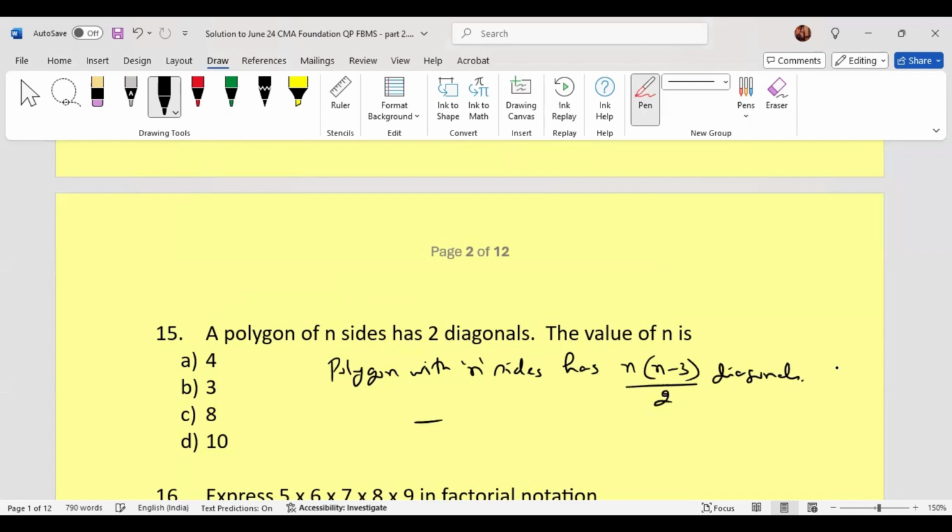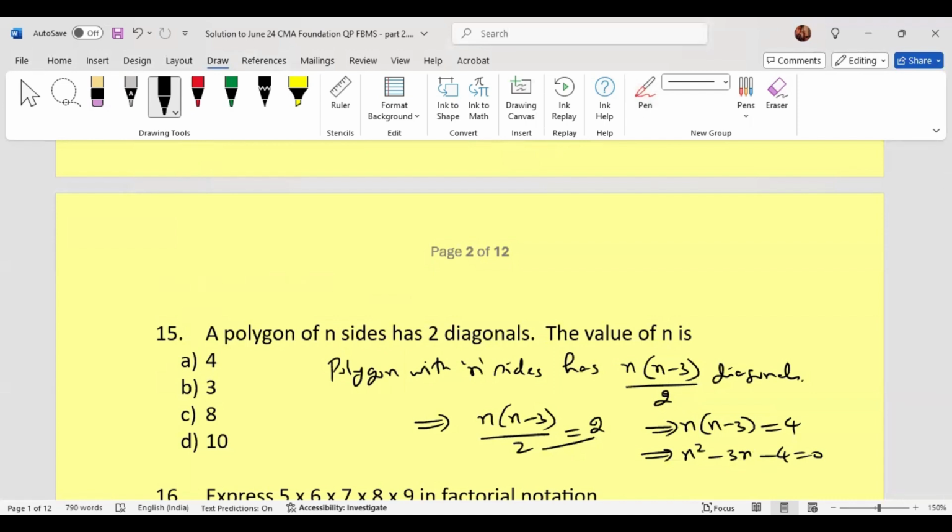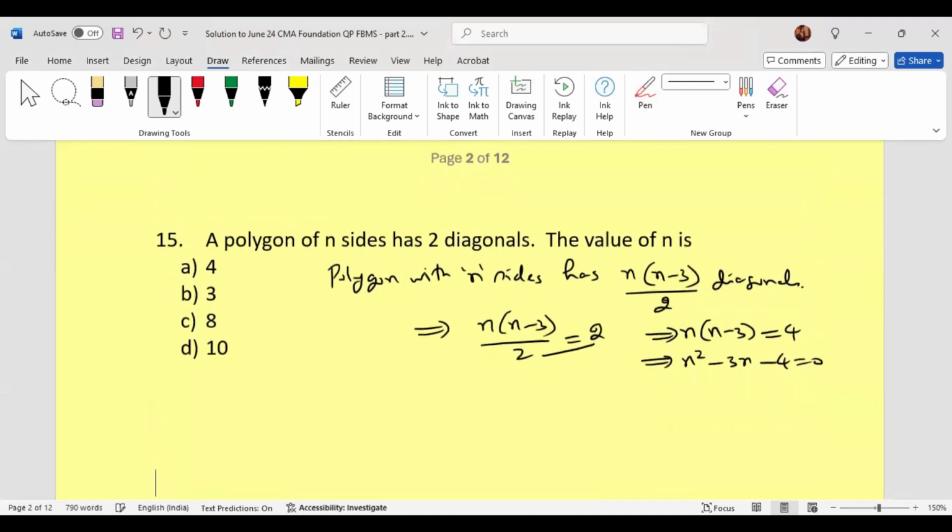Therefore, we can equate n into n minus 3 by 2 to the number of diagonals, that is 2 diagonals. Cross multiplying, we get n into n minus 3 equal to 4, which means n square minus 3n minus 4 equal to 0. So that becomes a quadratic equation.